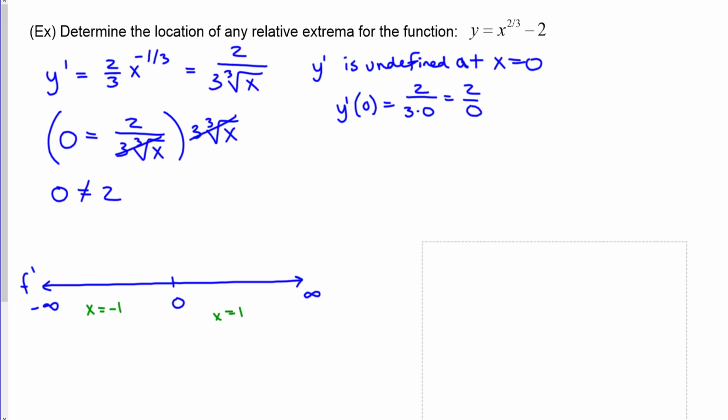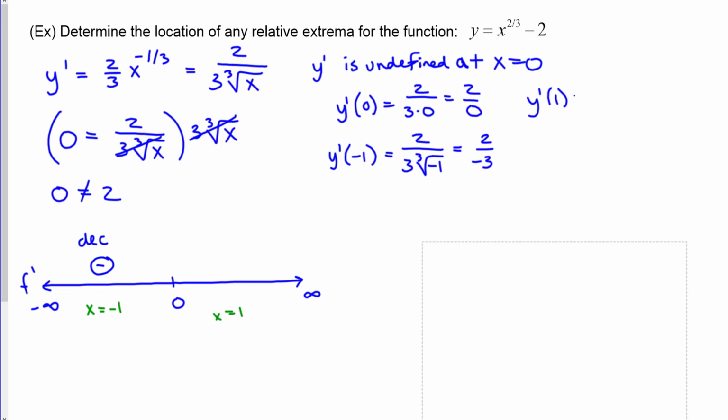Alright, so if I try to evaluate the derivative at -1, it's 2 over 3 times the cube root of -1. And you might think that this would be a problematic number because if you try and take the square root of a negative, that's an issue. But this is okay. You can do the cube root of a negative. So this becomes 2 over -3, which is a negative number. So that means I am entirely decreasing on this interval.